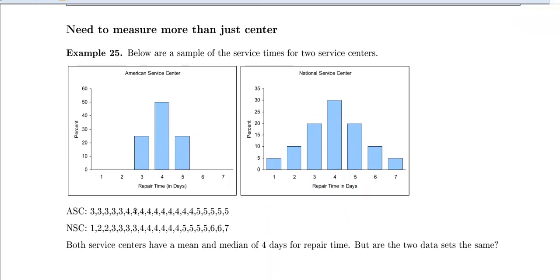Now it turns out, again, that we want to measure more than just the center. So for example 25, we have a sample of service times for 2 different service centers. I have the histograms for you and the actual data. Now if you look at this, both service centers have a mean, or average, and median of 4 days for the repair time. But are the 2 data sets the same? No. Notice that the data is clustered much more tightly for the American Service Center. For the National Service Center, it's spread out much more. You can also see that when you look at the actual numbers.